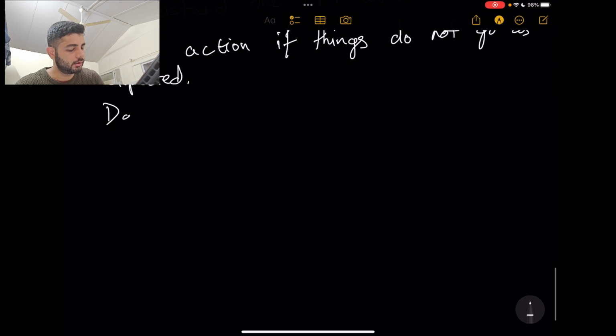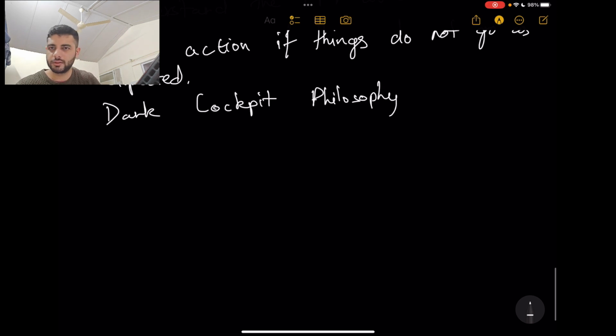Then we have dark cockpit philosophy. Okay, it's pretty simple. If the aircraft is dark, that means there's no lights in the aircraft. It means the system is ready and fit to fly. Okay, that is the point of dark cockpit philosophy.